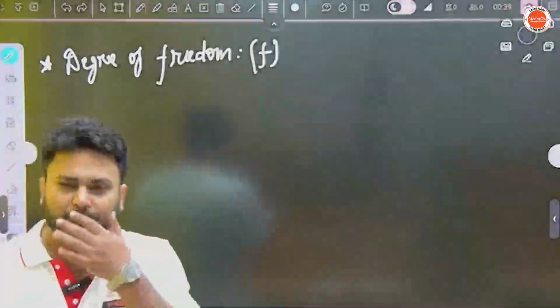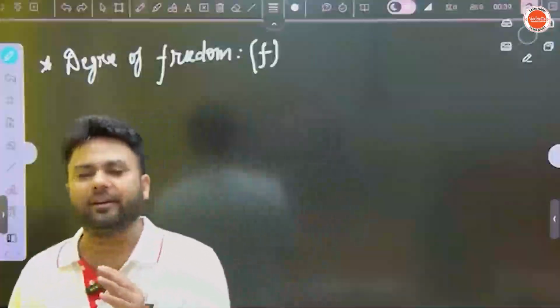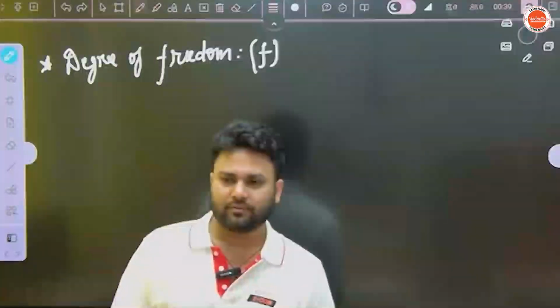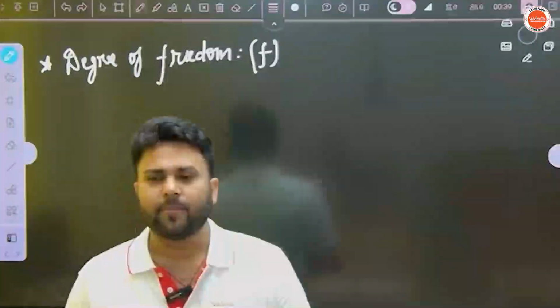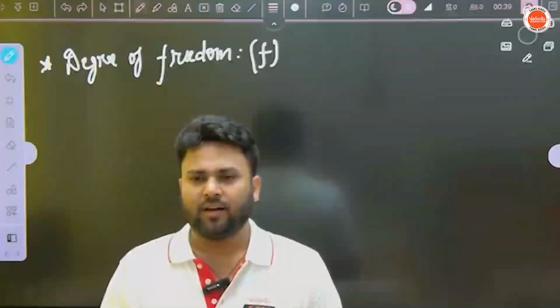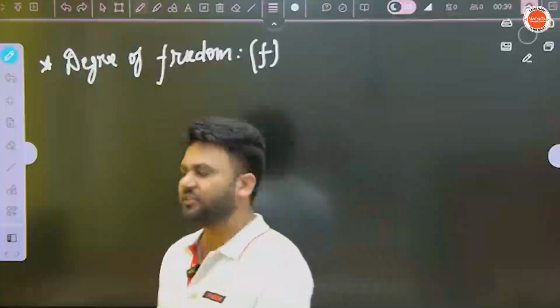Degree of freedom. What is degree of freedom? Number of independent ways in which a molecule can have motion. Again listen, number of independent ways in which a molecule can have motion. For example, what is the meaning of the sentence?